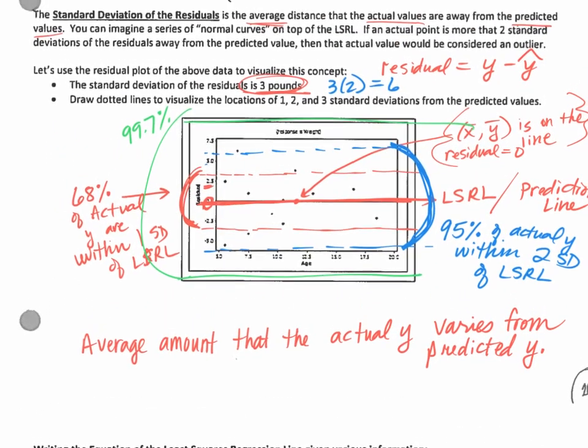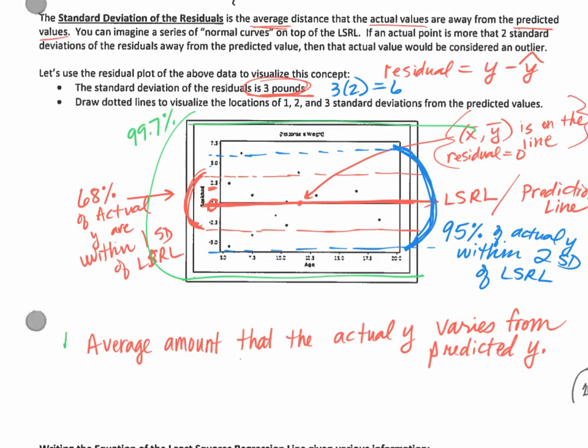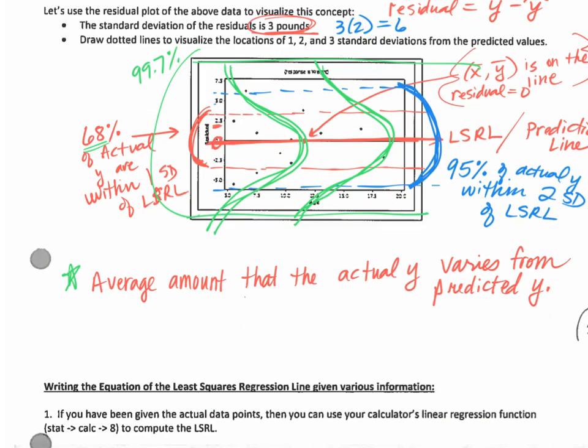So, in summary, this standard deviation of the residuals tells me the average amount that these actual y's are varying from the predicted, and they fall like the normal model. If you were to think of this like a normal curve and data coming out towards you, then you have that 68% within 1 standard deviation, 95% within 2, and so on. All right.